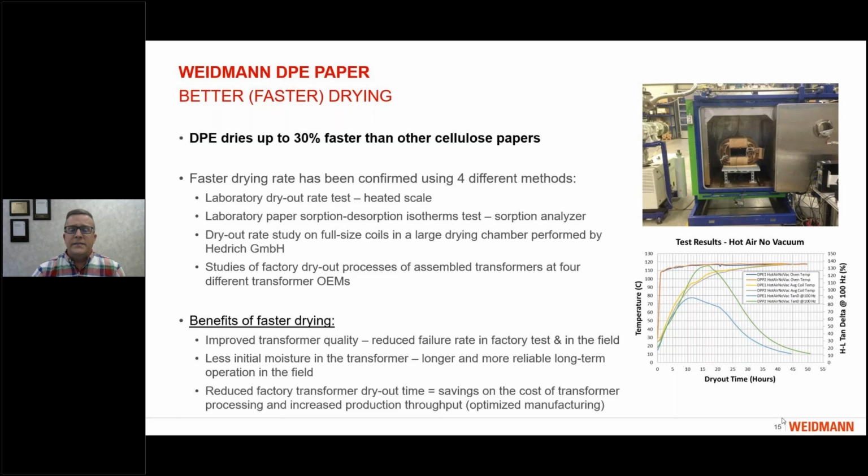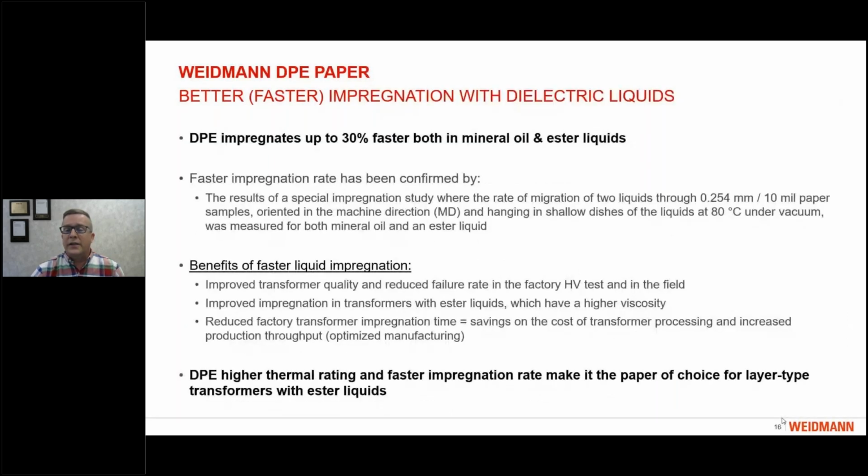The next thing is that it impregnates with dielectric liquids more quickly, and we've studied that. In particular, we did a test where we took some liquids and suspended a piece of paper in it, then heated the liquid and put the whole thing in a vacuum chamber, and we measured how quickly the liquid is rising through the paper. And that's where we found that DPE is able to impregnate about 30% faster, with both mineral oil and ester liquids.